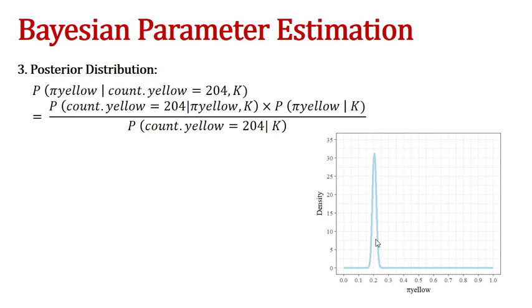Okay, so for pi yellow, we see that the most likely value is around 0.204, and values that are further away from that are less likely. So basically, we can say that we are pretty sure that in the population, the proportion of supporters for the yellow party is between 0.16 and 0.24. Let's see if we can be more precise.